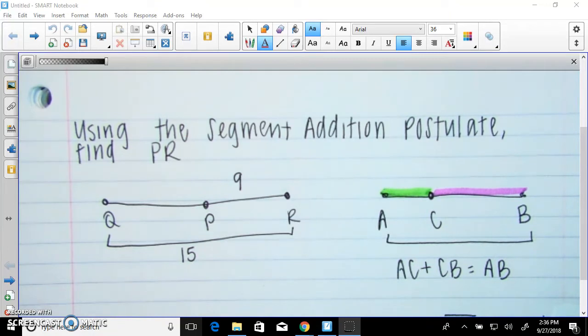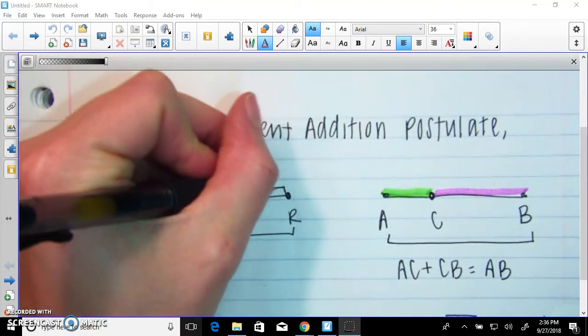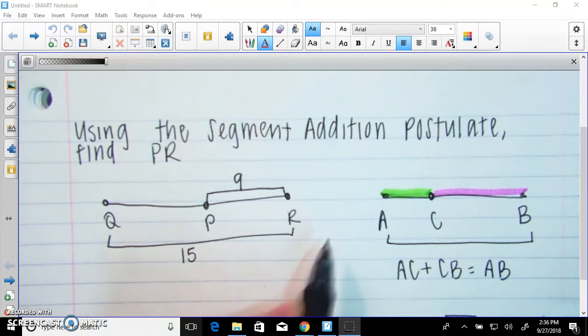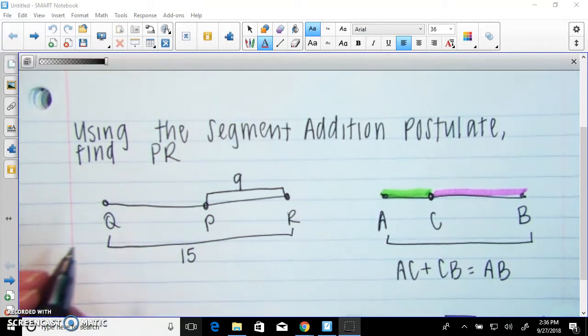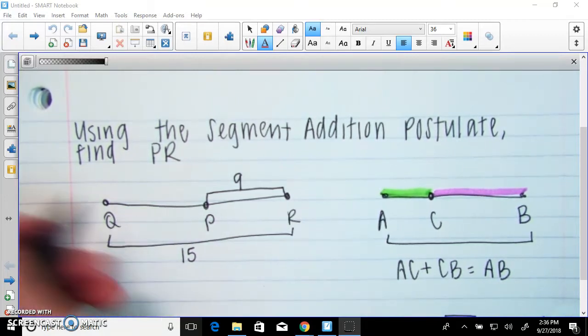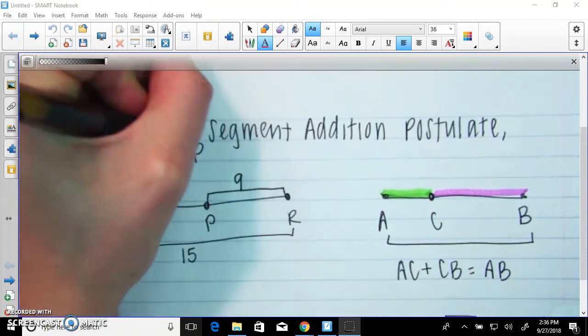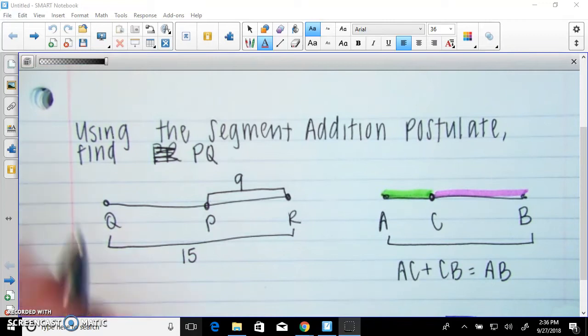So looking at this first one, they've given us PR. They said that PR is 9, and then they say that the distance between Q and R is 15. We're going to use this information not to find PR, because they've already given us that. I meant to write PQ. So we're going to find PQ.